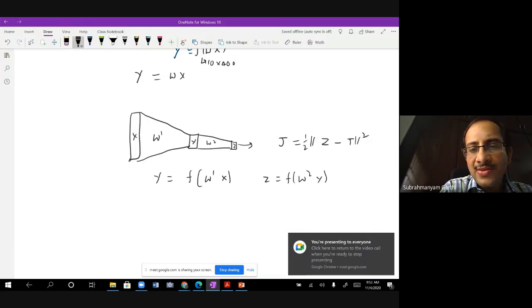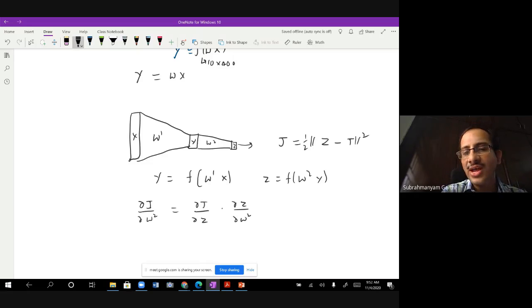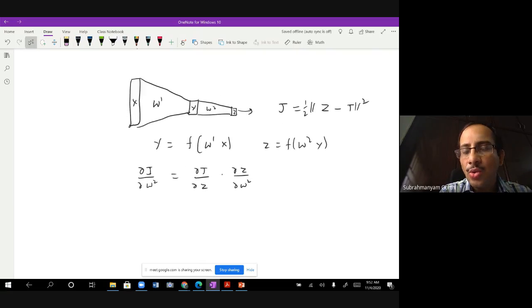Now assume that I want to find dou J by dou W1 and dou W2. I need to do differentiation. How do I write dou J by dou W2? Because all of this is directly applicable in recurrent neural networks. I will write dou J by dou z, and then dou z by dou W2, like this. Let us target only the second one, but anyway write both.